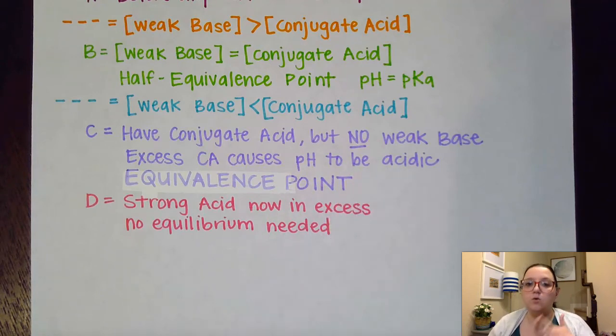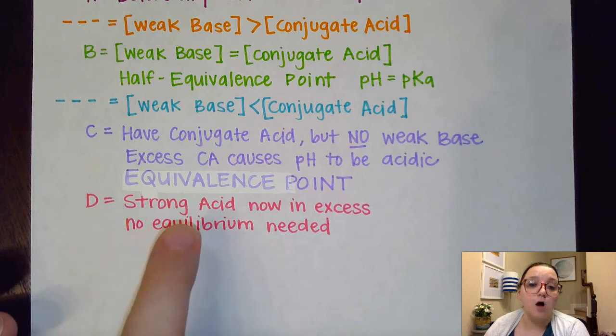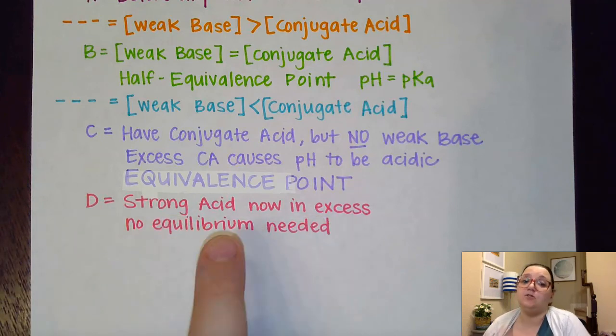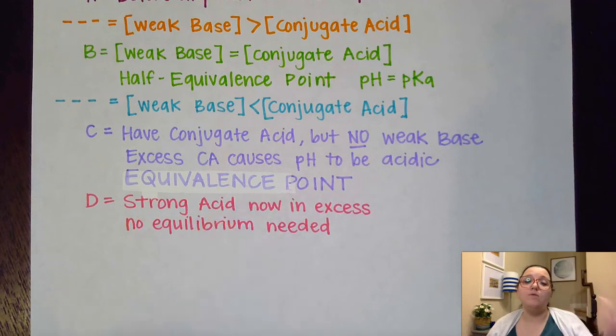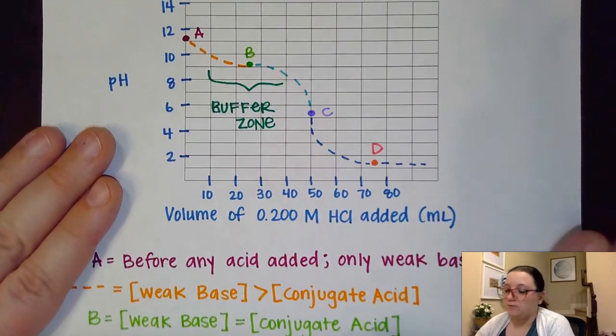So remember, the equivalence point is only 7 for the pH in a strong acid, strong base combination. Here, for a weak base, strong acid, it's going to be slightly acidic. If you think back to the previous video when we saw a weak acid with the strong base, it was a slightly basic pH. So we got to be very careful with that equivalence point. And then finally at point D, that was where the strong acid was in excess, and so I didn't need any equilibrium because whatever hydrogen the strong acid was producing, I could use to calculate that final pH.